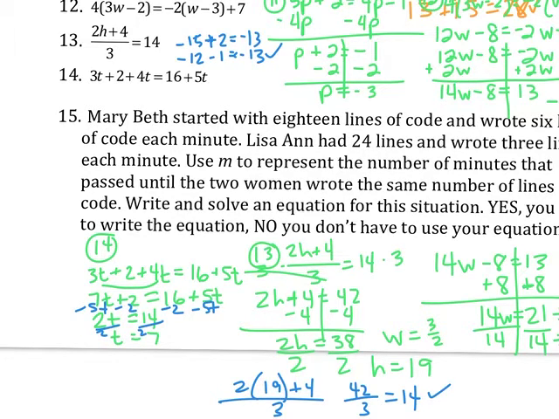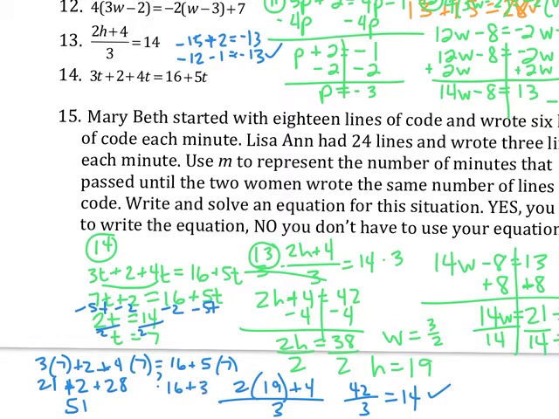So let's check it. 3 times 7 plus 2 plus 4 times 7. So that's 21 plus 2 plus 28. This is one of those ones kind of like the mental math we were doing in class yesterday. 2 and 28 is 30 plus 21, so the left-hand side is 51. The right-hand side, if it's equal, is 16 plus 5 times 7. So that's 16 plus 35, which is indeed 51, and they are equal.